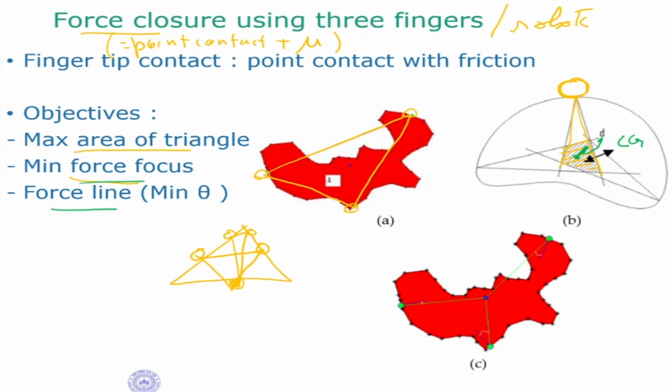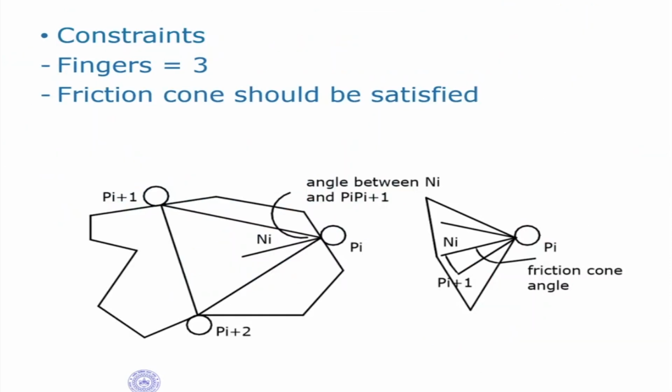So the second objective is minimum force focus, and the third is force line, which is my sigma, which is minimization of the angle subtended at the center. So we have maximum area of triangle, minimum force focus, and force line, minimum theta. Now the constraints are, there are 3 fingers. The friction cone should be satisfied, that means the normal force should be inside the friction cone. Then obviously the escape angle should be closed also, so the object cannot escape. So there are 3 objectives here.